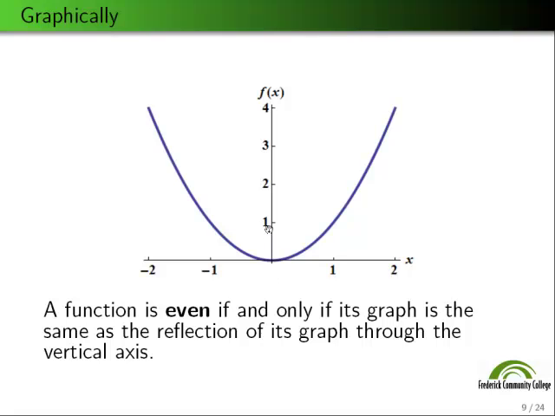So a function is even if and only if its graph is the same as the reflection of its graph through the vertical axis. That means if we folded along this axis, I think you can see that visually, the graph will fold over on top of itself.